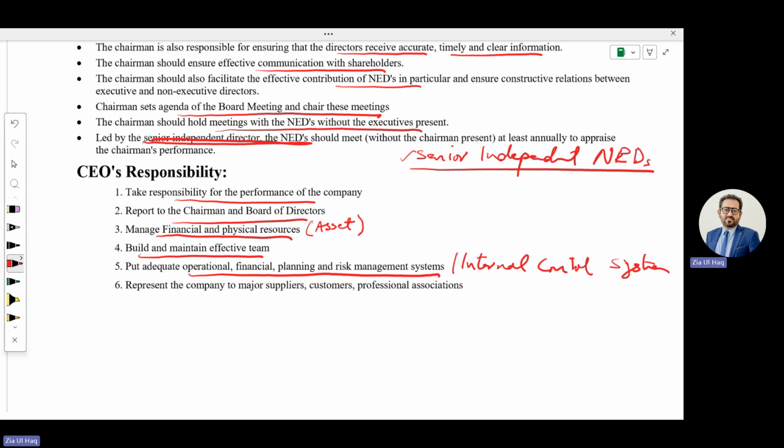And to represent the company to major suppliers, customers, and professional associations, meaning outside the company. Who will represent the company? CEO. Because he is the leader of the company, and outside people want to have a connection with the leader only. They don't want to discuss things with lower level people. So who will represent the company with suppliers, with bankers, with major customers, with any other organization? CEO is responsible to represent the company outside the business.